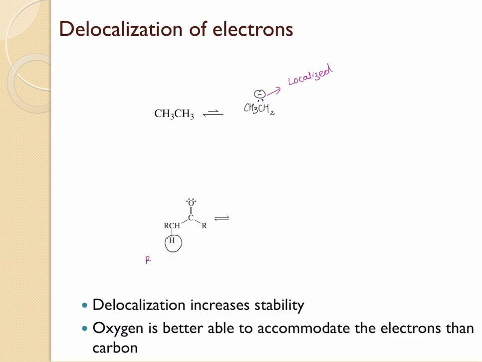Let's say that a base comes and abstracts this proton, because of which these electrons right here that are left behind are going to go and form a double bond, and the carbon-oxygen double bond is going to break and move onto oxygen. Now here, because the electrons are delocalized, the conjugate base is stabilized.